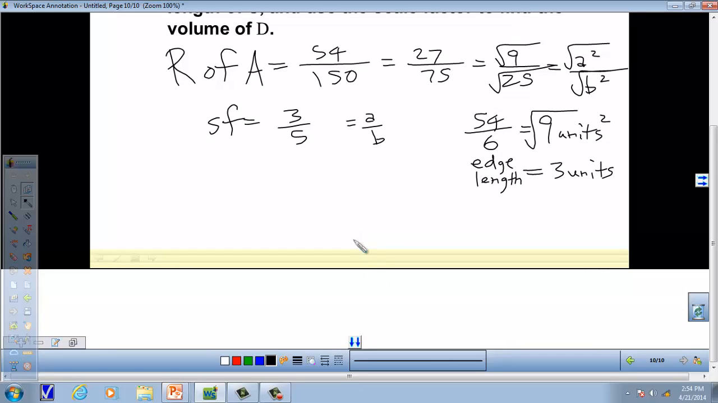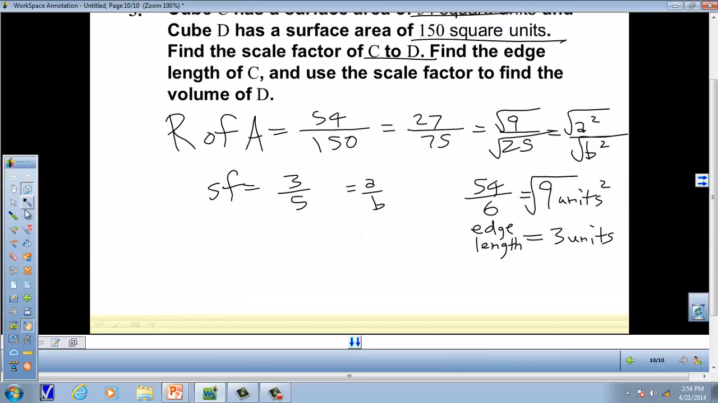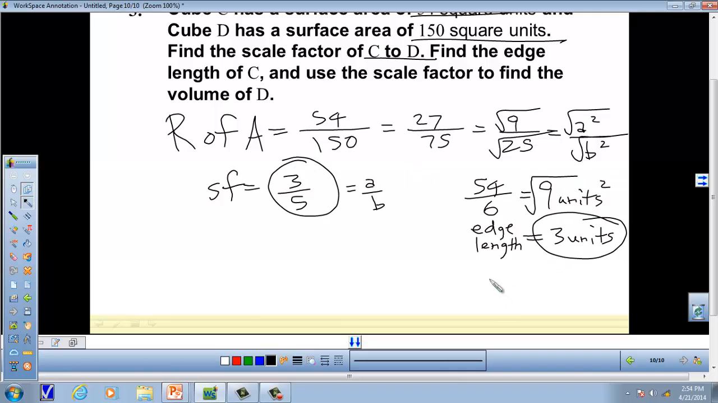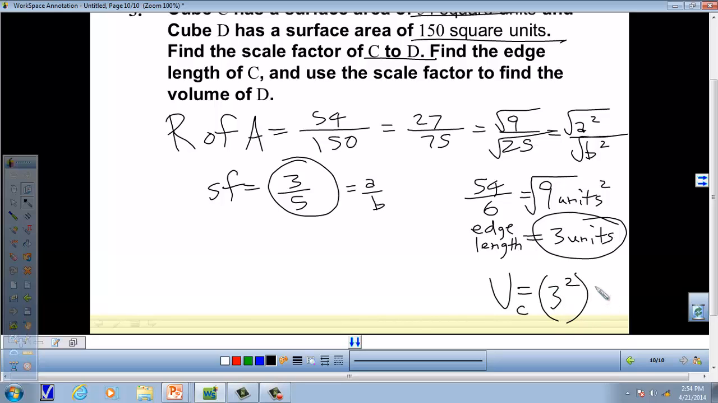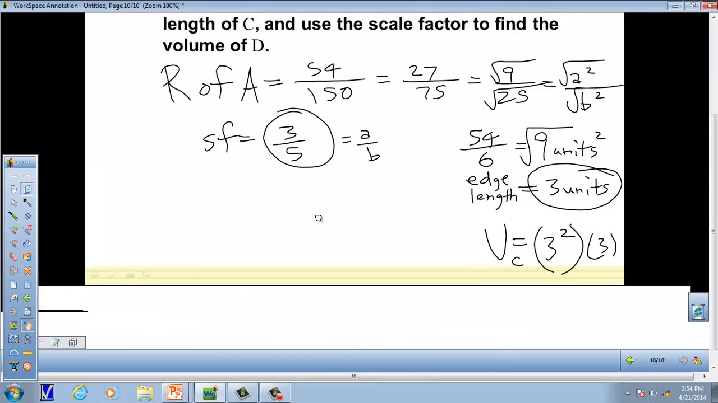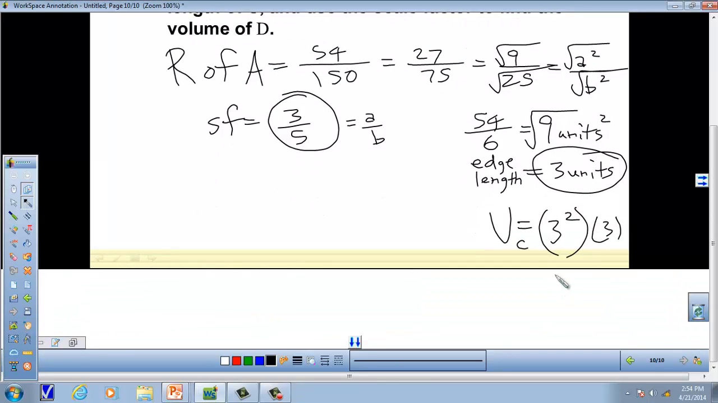So we're going to use the scale factor. Sorry. We know the edge length. Let's see, here's the scale factor. Here's the edge length. If I wanted to know the volume for C, what I do is I would take the area of the base, which is 3 squared, and multiply that times the height. It is a cube, so it's 3 as well. So the volume for C would be 3 cubed, which is 9 times 3, or 27 cubic units.